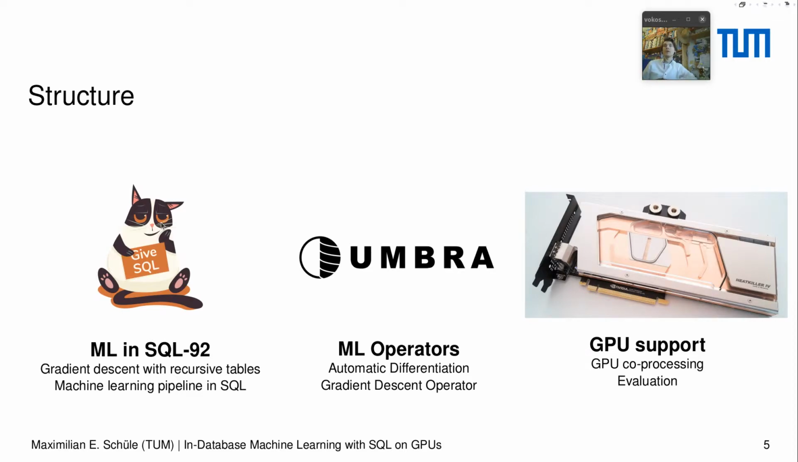The structure of this talk is as follows. First, we will present machine learning using bare SQL 92. More precisely, we show gradient descent with recursive tables and a machine learning pipeline in SQL. Then we continue with machine learning operators for Umbra. Namely, we present automatic differentiation as an operator as well as gradient descent as an operator. Afterwards, we add GPU support to our operators by enabling GPU coprocessing, and we present the evaluation of our research.